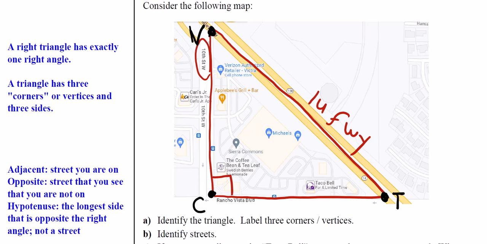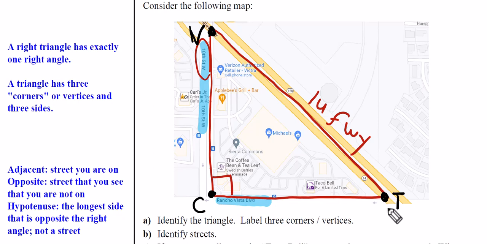We identified the streets. There's this 10th Street West, and then there's Rancho Vista Boulevard. The freeway is not a street, so I'm not identifying that at all. I'm not highlighting it. There's only two streets that make up this triangle: 10th Street West and Rancho Vista Boulevard. So let's be realistic here.